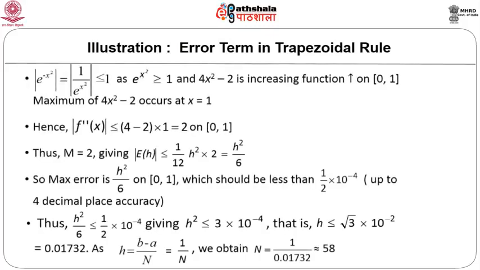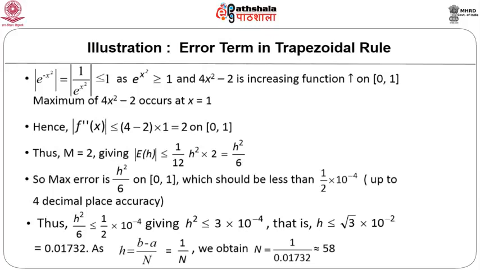Now, e raised to minus x square is 1 upon e raised to x square, which is less than or equal to 1 on the interval 0 to 1, we know it, and 4x square minus 2 is an increasing function. It increases as x increases. So, the maximum value will occur at x equal to 1, and there the value of 4x square minus 2 is 4 minus 2, that is 2.